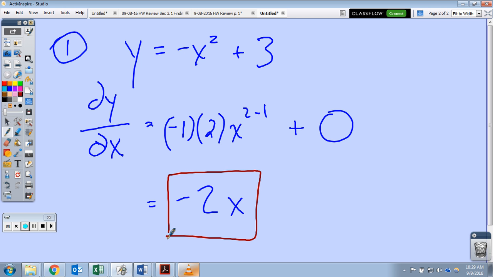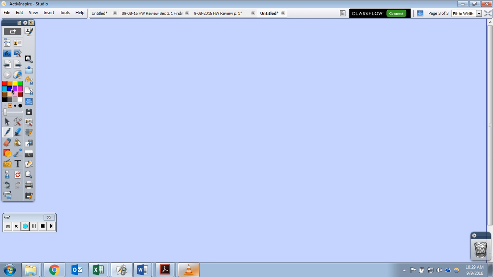The derivative of any constant is 0, because there's no change. All right, so let's go on to the next one then. Number 3.